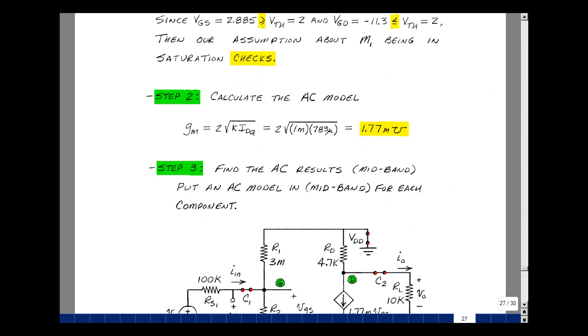There's just one here in our model, and that's the value of gm. That's 2 times the square root of K times IDQ. K was 1 milliamp per volt squared. I sub DQ was 783 microamps, and the square root of that times 2 is 1.77 millimhos.